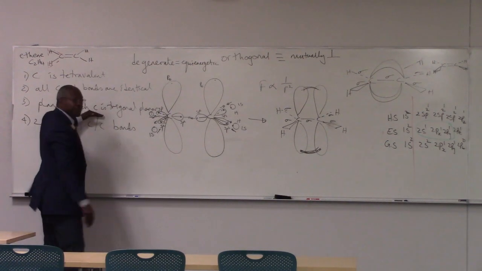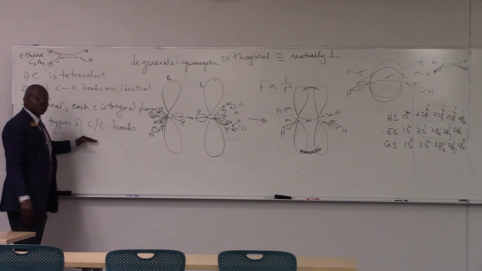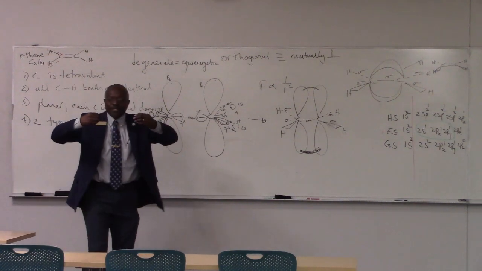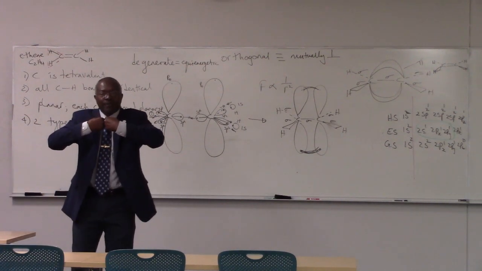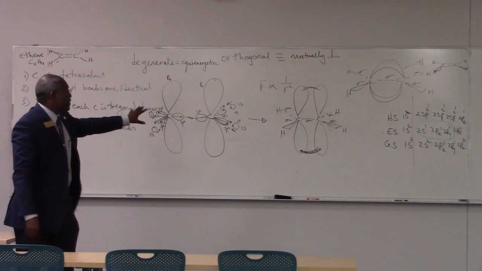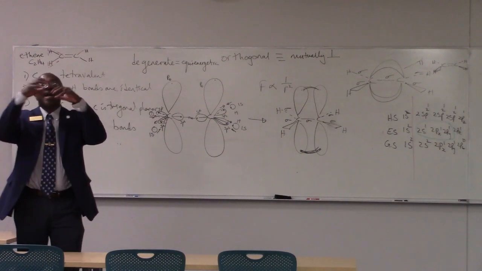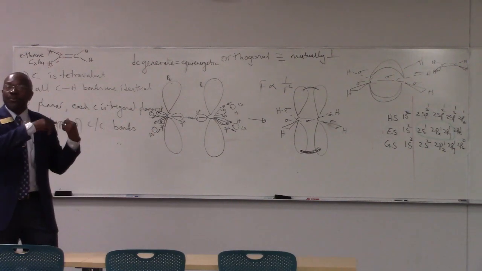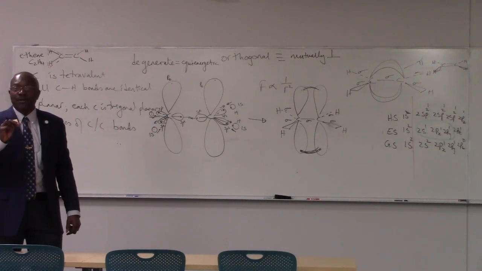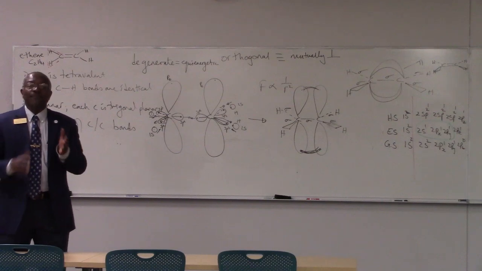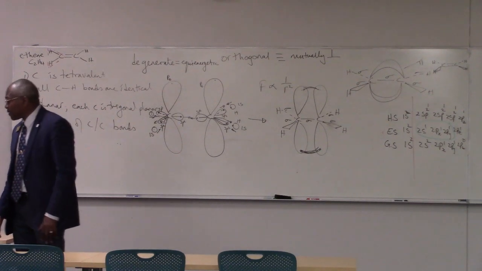That's what we observe. There are 2 types of bonds. One type is formed by end-on overlap, in this case of the sp2 hybrids. The other one is formed by side-on overlap of the p orbitals. So there are 2 completely different types of bonds. One bond is sigma, the other is pi. Now I'll make a point here.